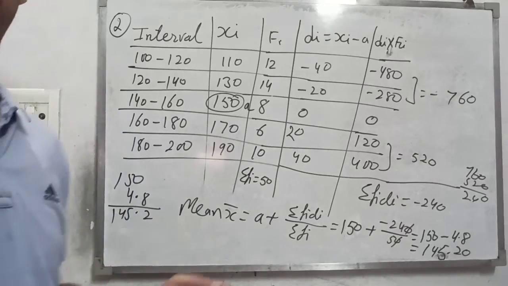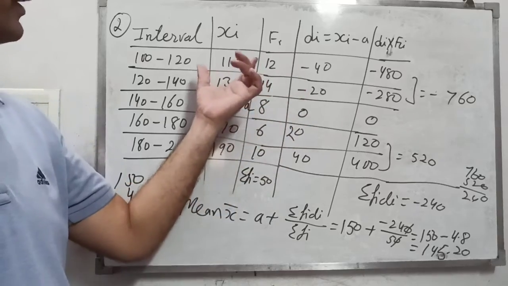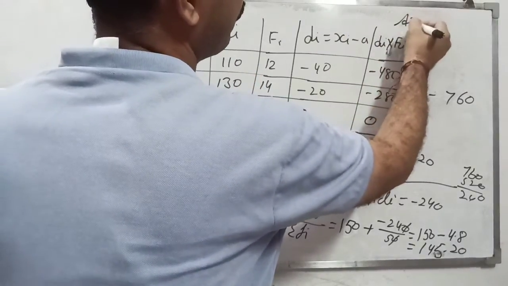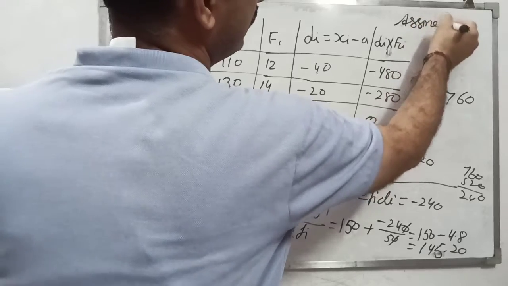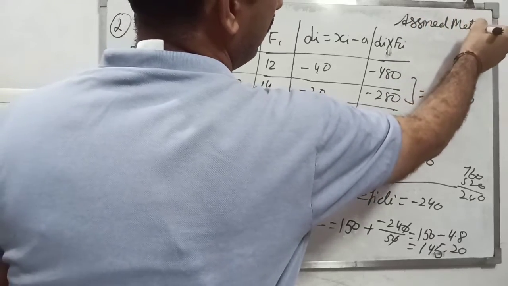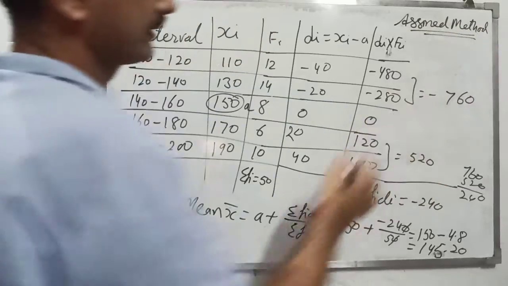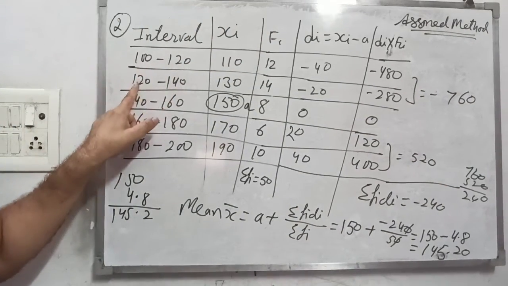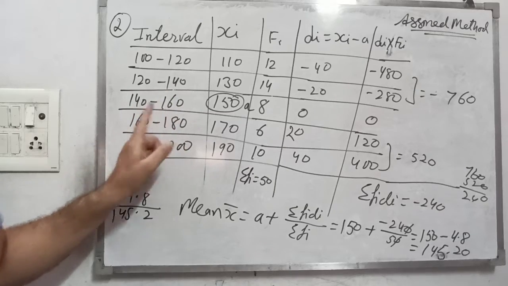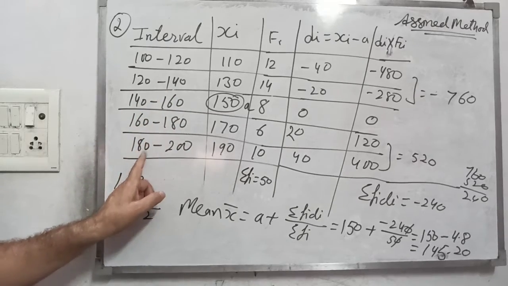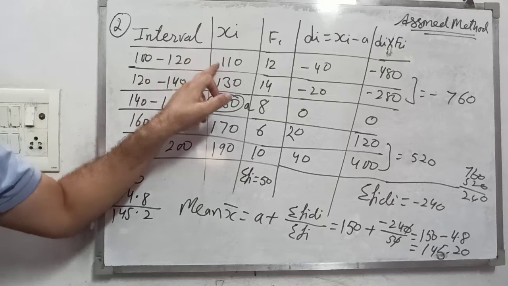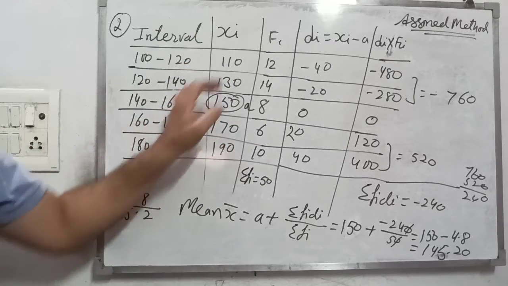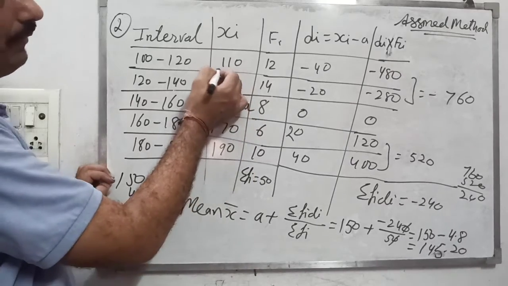Hello students, now we start the next question with the help of the assumed mean method. We discuss the assumed mean method in this question. The intervals given are 100 to 120, 120 to 140, 140 to 160, 160 to 180, 180 to 200, and xi is given as 110, 130, 150, 170, 190. Frequency is already given.